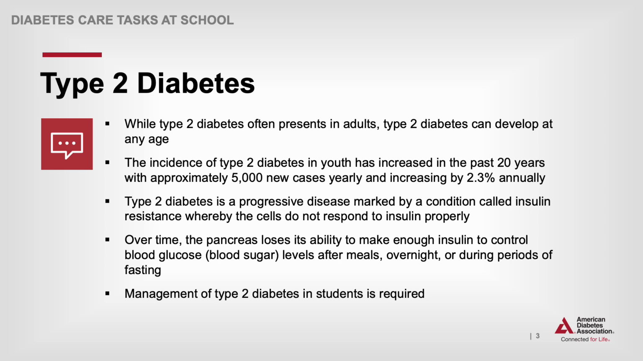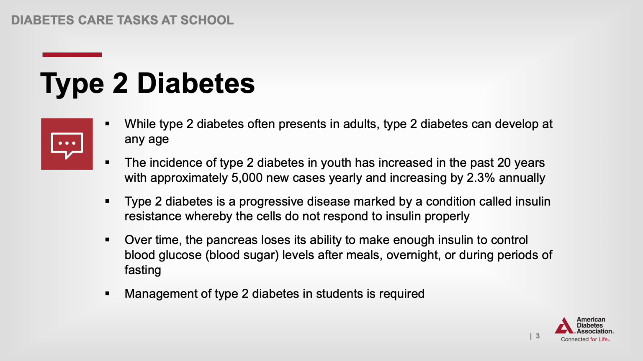A progressive disease, type 2 diabetes usually begins with insulin resistance, a condition in which cells do not respond to insulin properly. At first, the pancreas keeps up with the added demand by producing more insulin. Over time, however, the pancreas loses its ability to make enough insulin to control blood glucose levels after meals, overnight, or during periods of fasting.